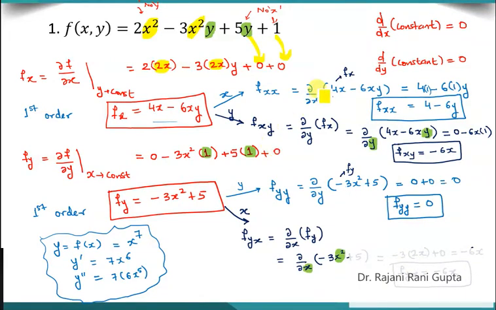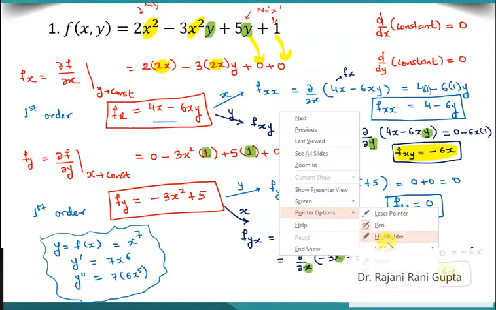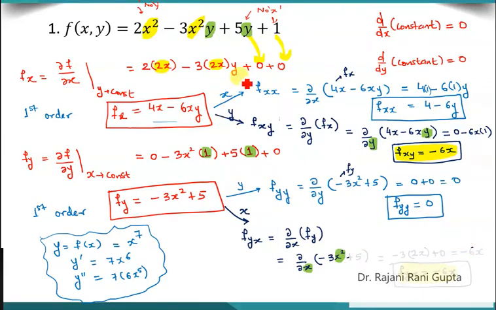Okay. So what we observe is that for the mixed partial derivative, if you differentiate the function first with x and then with y, or you differentiate the function first with y and then with x, you are getting the same values. So here we have two first order partial derivatives and four partial derivatives of second order. So these are fxx, fxy, fyy, and fyx.